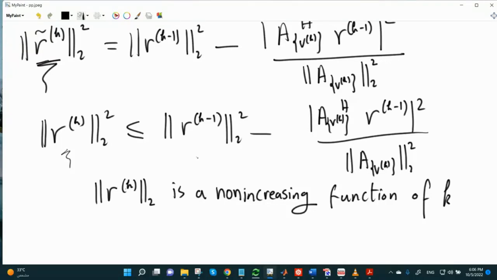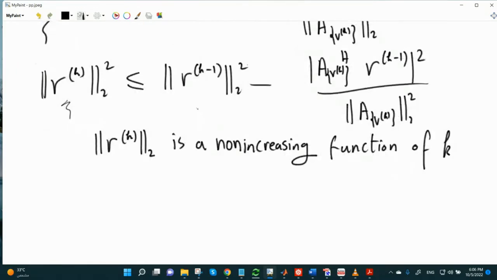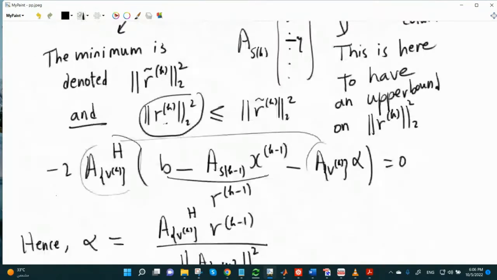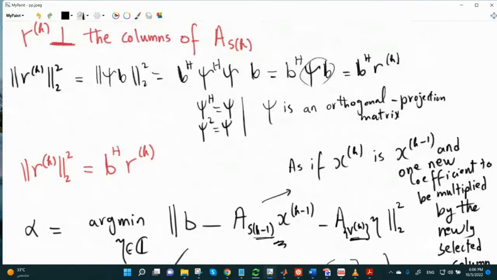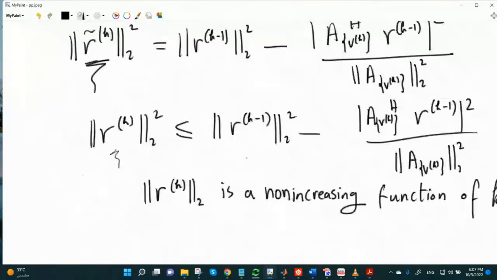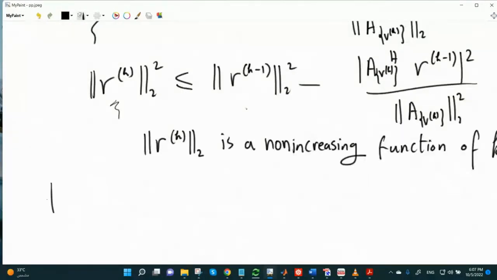How can we proceed from here? Our focus will be this guy. So let's recall a result, see this result from early in this video. I will just use it for vector R K minus 1. So this guy, R K minus 1, its L2 norm squared, is B Hermitian R K minus 1.